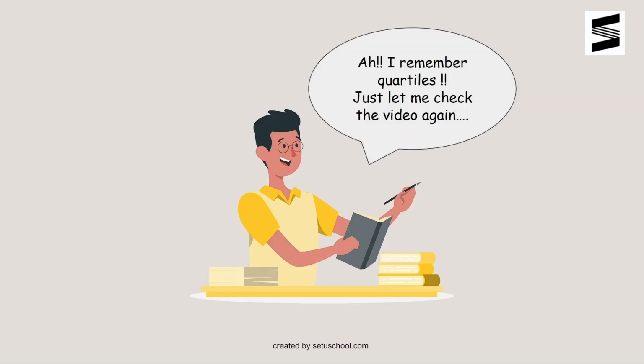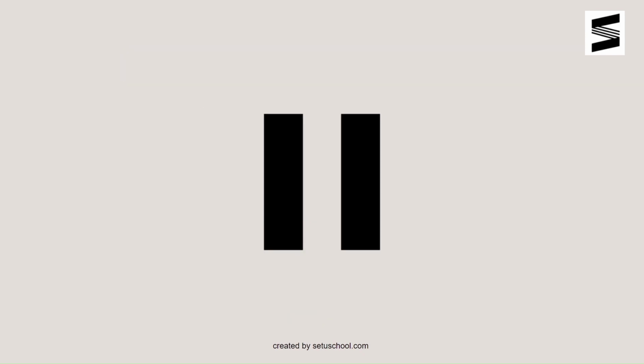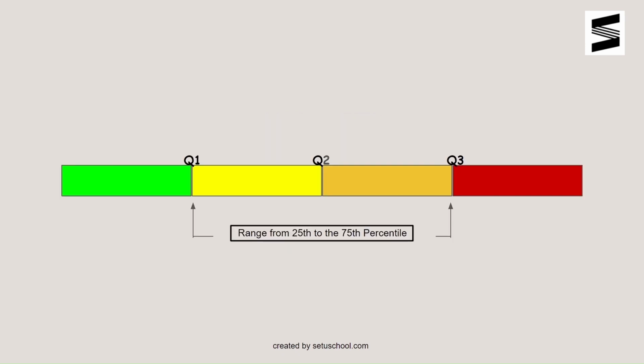In a previous video about percentile and percentages, we have already been introduced to quartiles. Now, what do you think that the difference between Q3 and Q1 represents? Pause this video here and think about the answer. The difference here represents the range from the 25th percentile to the 75th percentile.